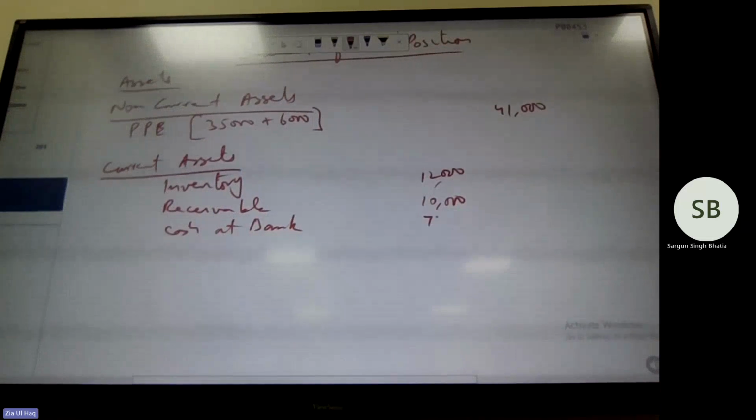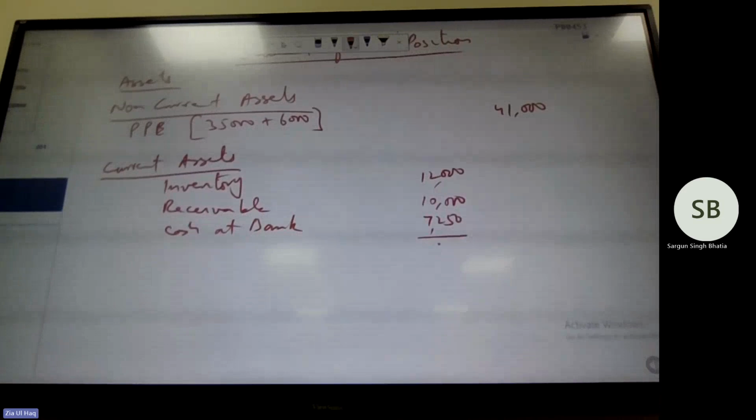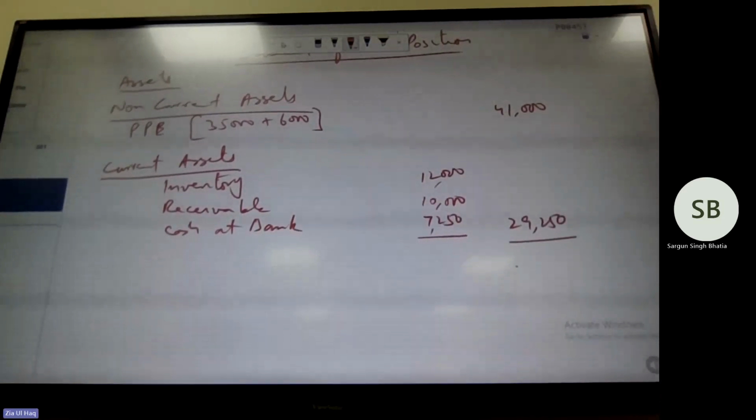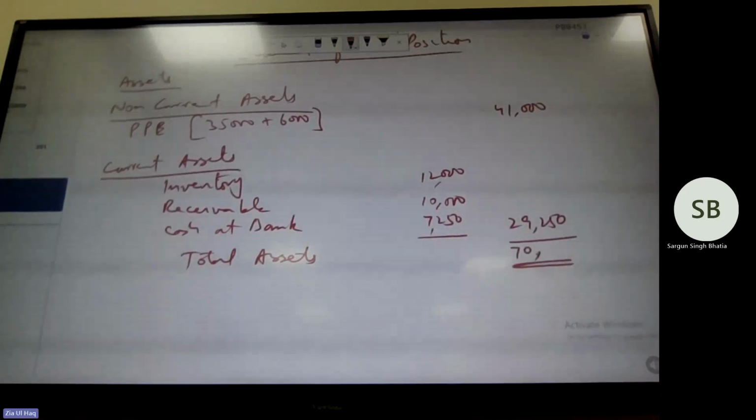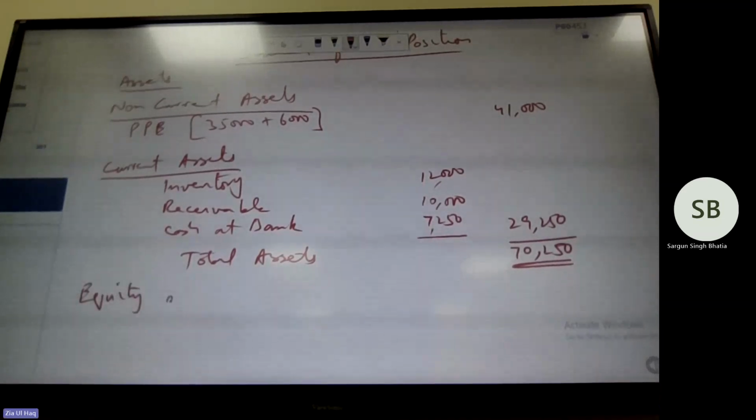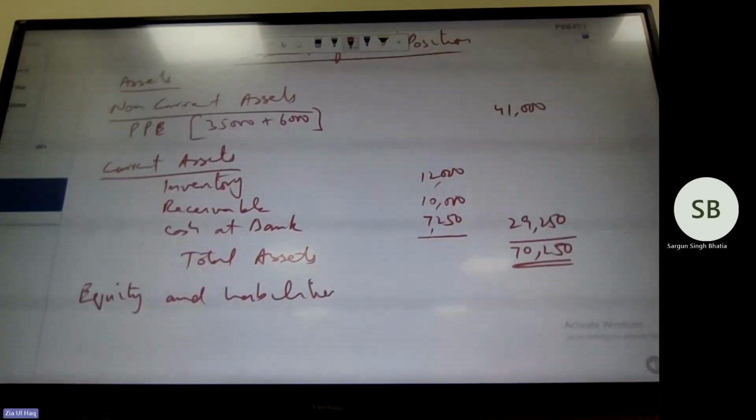So 7250 cash at bank, and total current assets will be 29250, and then we will have total assets, and that will be 70250. Then we will move towards the equity and liability side.